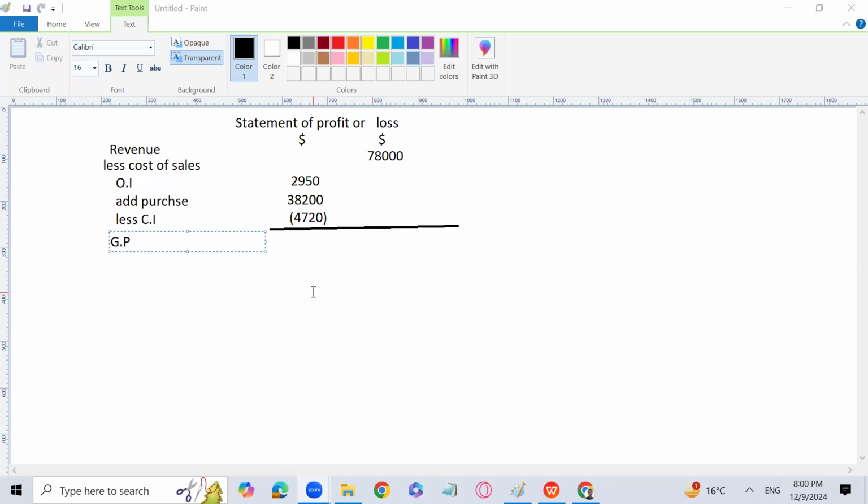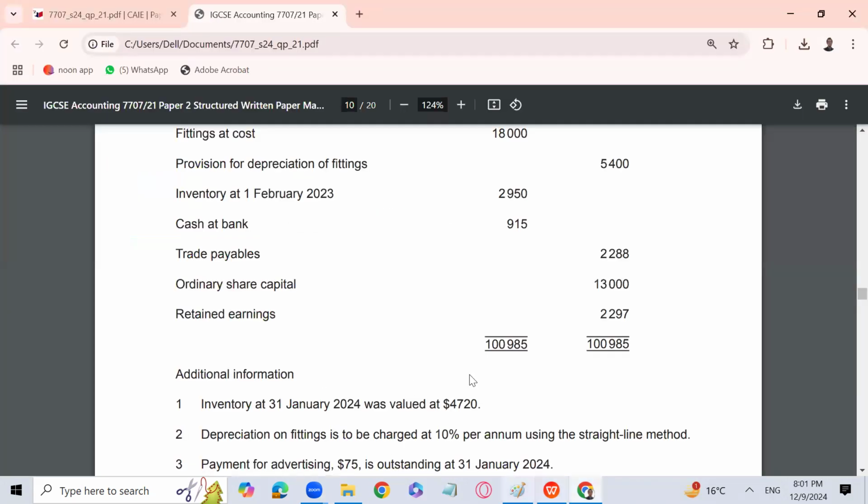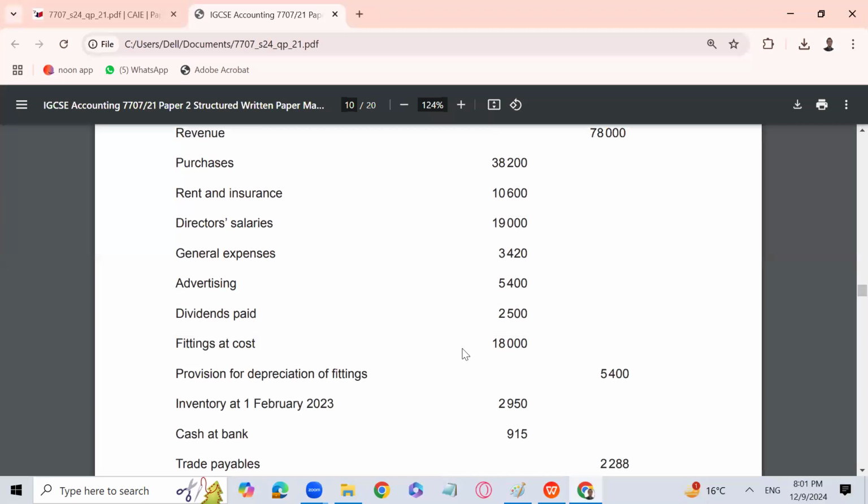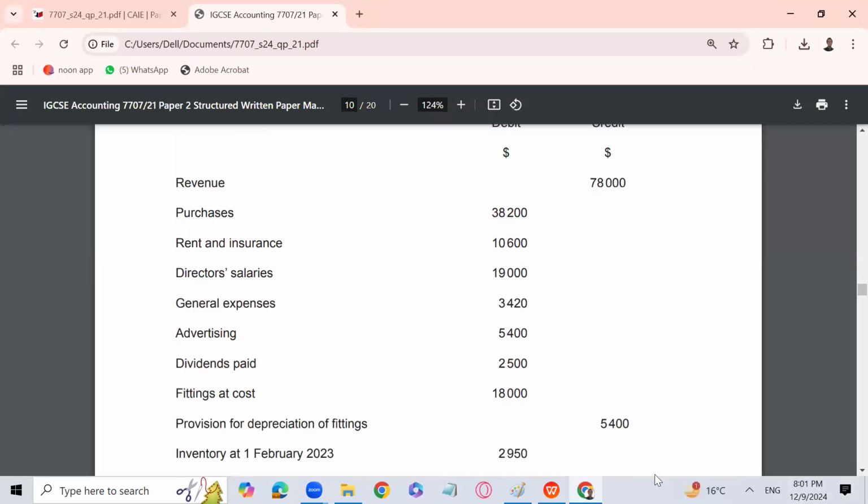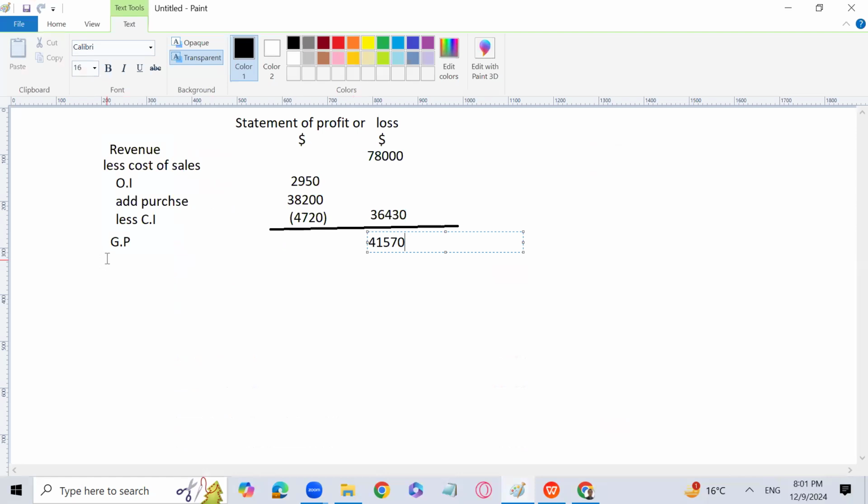2950 plus 38,200 minus 4720. So 36430 is the cost of sales. We subtract the cost of sales from 78,000. 41570 is going to be the gross profit. Now I have to add other income if there is any, but there is no income given in the question. So I'm going to go for the subtraction of the expenses.